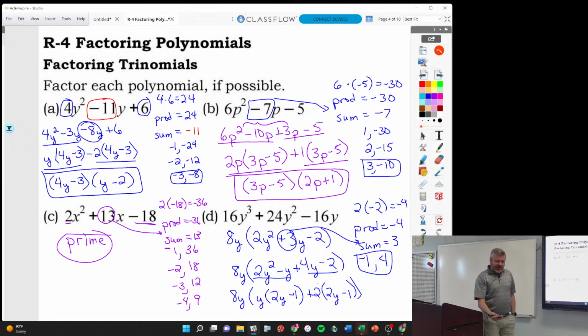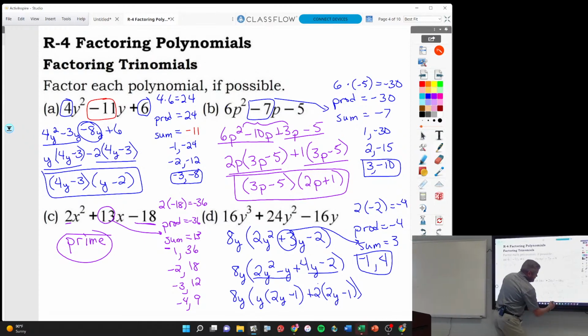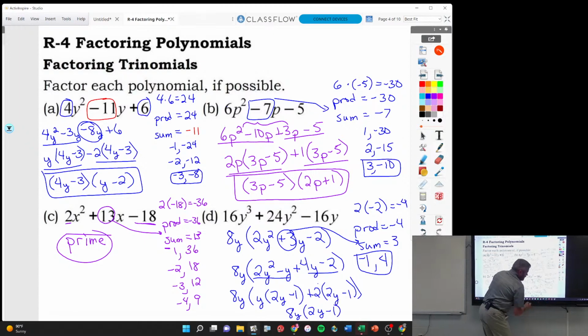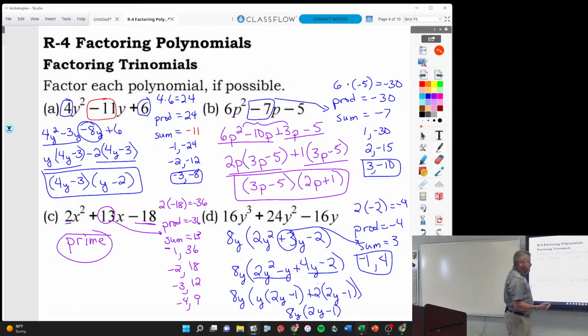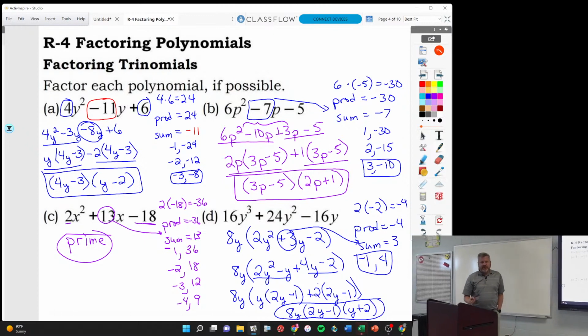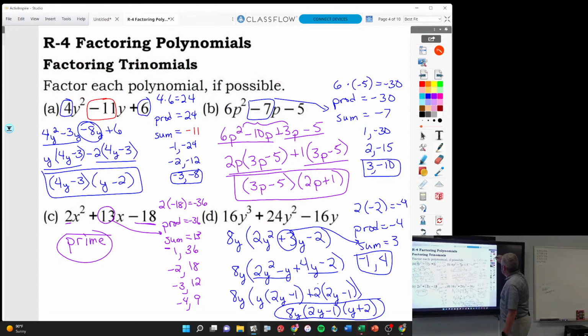Now, I still have to keep that 8y, and if you'll notice on the inside, both of those terms have a 2y minus 1. So, 8y times, take out that 2y minus 1. If I cover up or take out that 2y minus 1, you'll see we still have a y plus 2. So, y plus 2. Okay? And it's factored completely. Moving on.